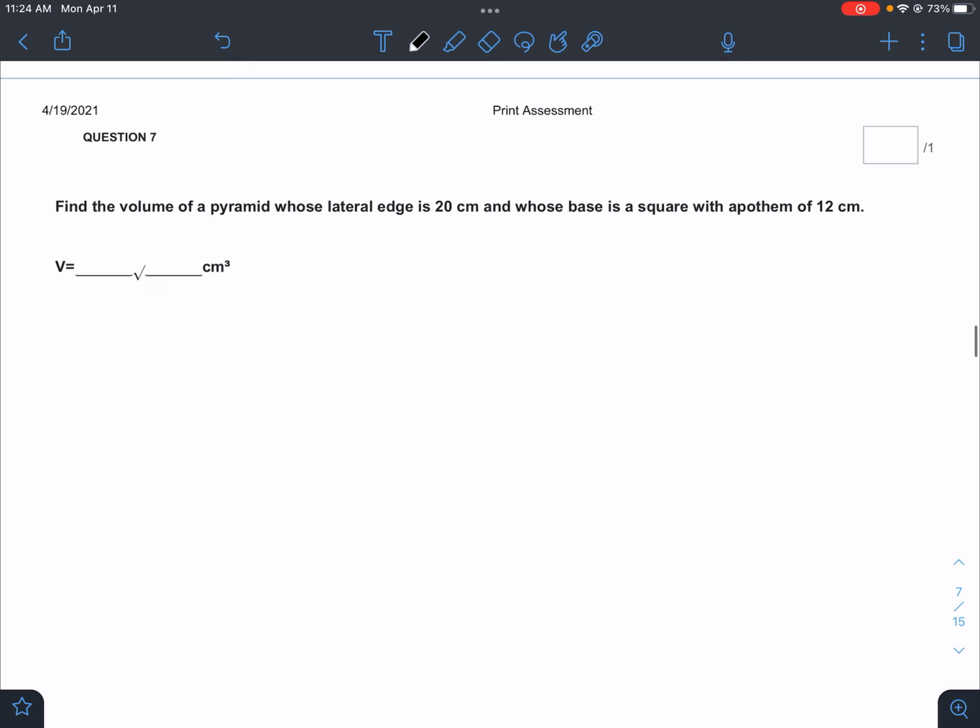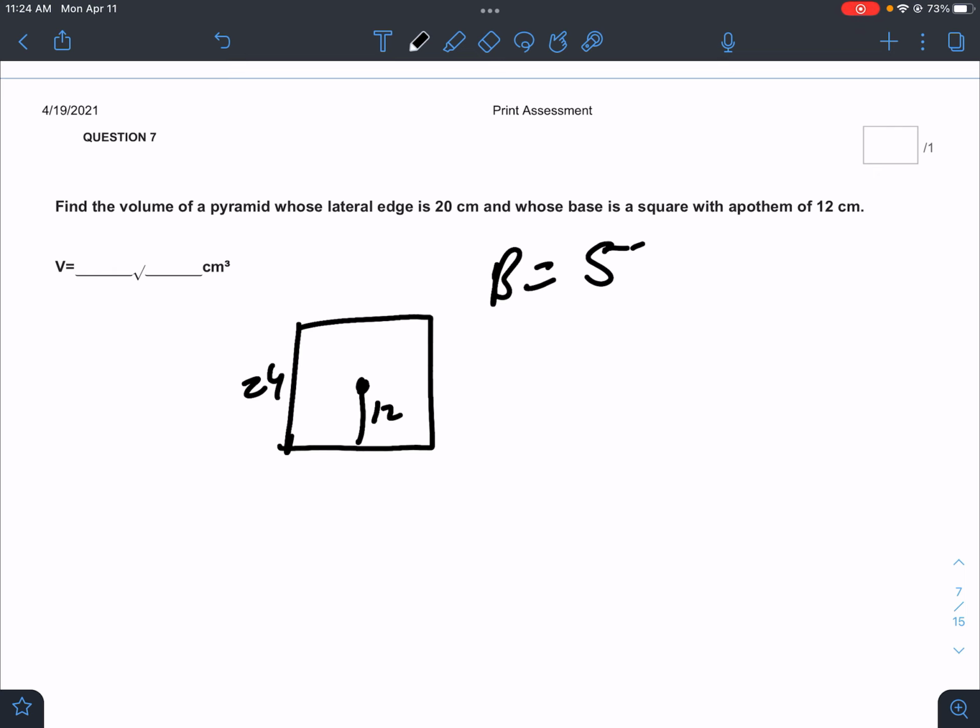Find the volume of a pyramid whose lateral edge is 20 and whose base is a square with an apothem of 12. Well, let's look at the square base first. The apothem is 12, means the whole thing is 24. It's a square base, so the area of the base would be 24 squared, which would be 576. Now here's where it gets tricky.